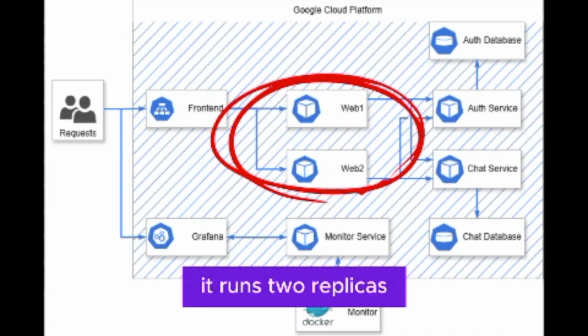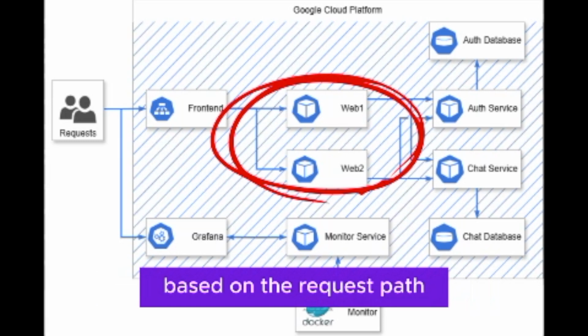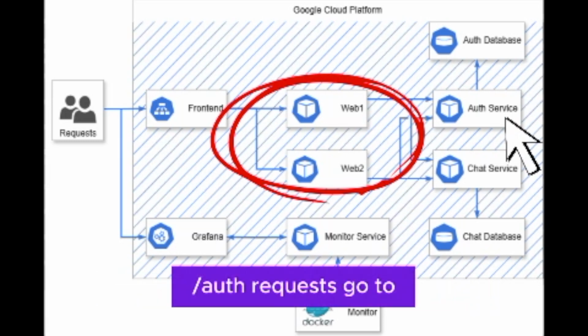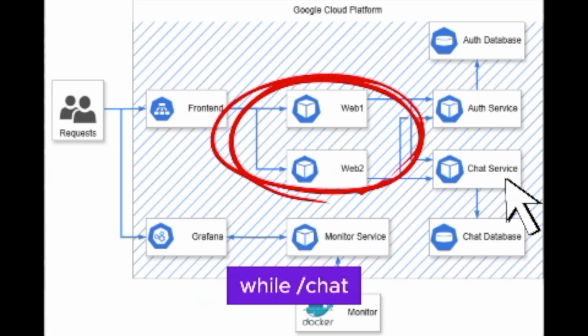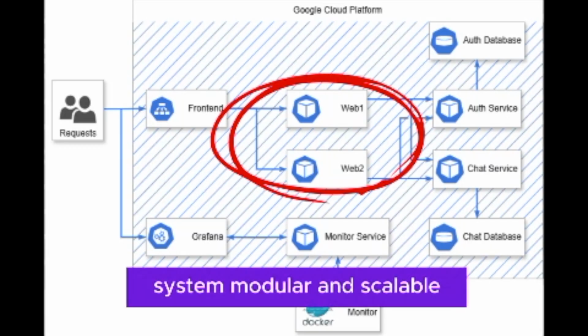The Nginx web layer serves as a reverse proxy and API gateway. It runs 2 replicas for high availability and routes traffic to the correct backend microservice based on the request path. For example, /auth requests go to the authentication service, while /chat requests are directed to the chat service. This separation keeps the system modular and scalable.